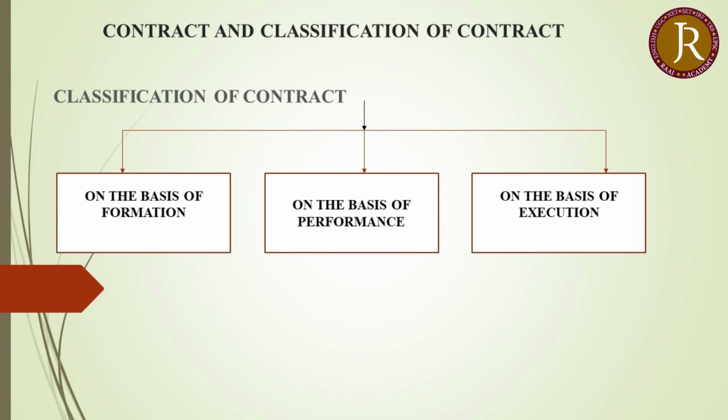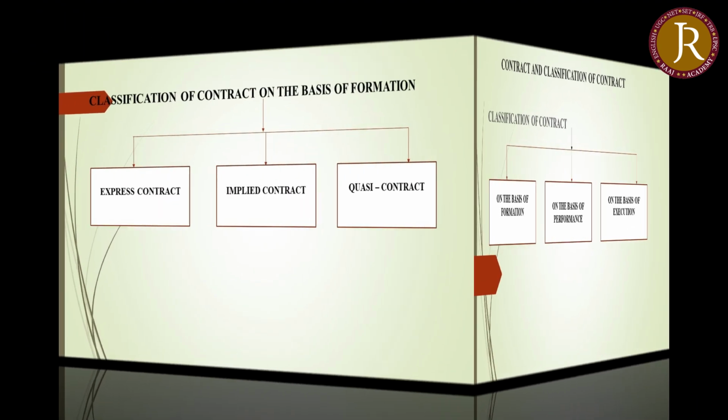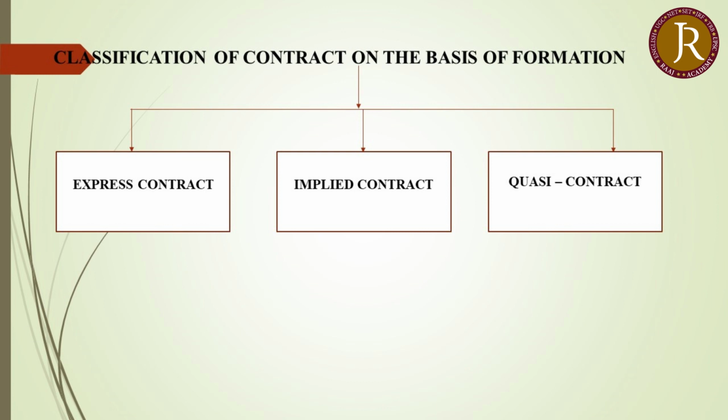Now we'll see classification of contract. Classification will be made on three bases. One is formation, next one is performance, and then execution. According to the mode of formation, contracts are classified into three parts, that is express contract, implied contract and quasi contract.